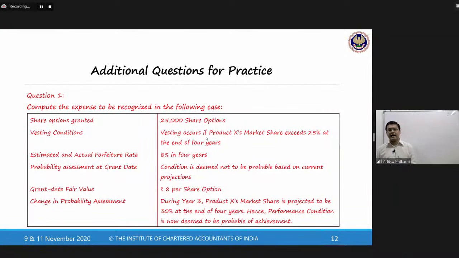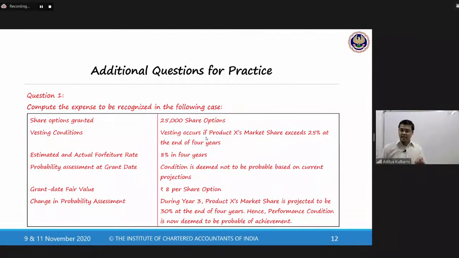Probability assessment at the grant date. What do you think? At the grant date, when you granted the shares, the condition is deemed not to be probable based on current projections. That means you are today thinking this option will not vest at all, similar to what we did in the previous problem. Today itself, when you granted the options, you thought these options will never vest. The condition is deemed not to be probable. Grant date fair value is 8 rupees per share option.